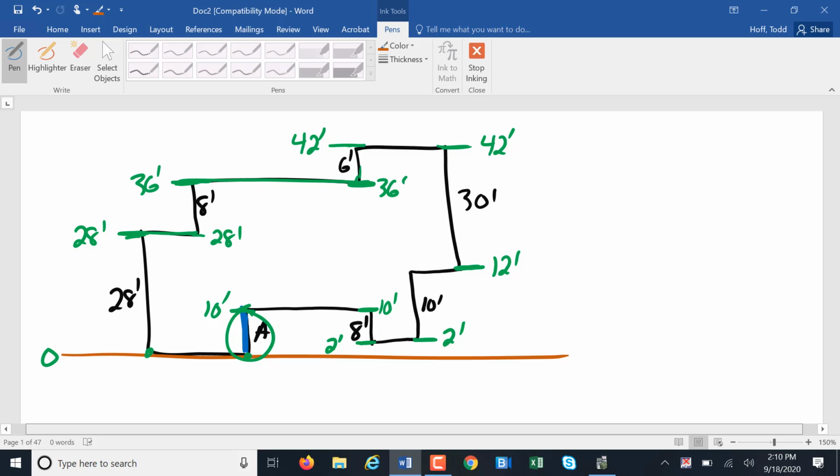Yeah, don't trust my drawings. I will warn you, I don't do things to scale when I sketch these out.